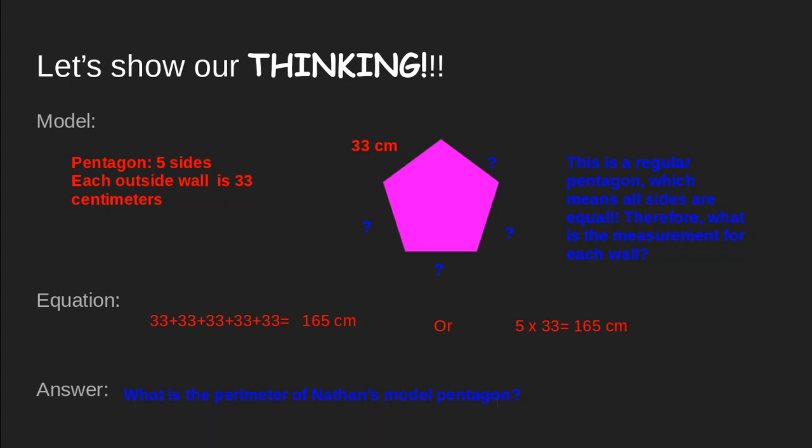So what is the perimeter of Nathan's model pentagon? You're correct. It is 165 centimeters. Yay. If you did well, then you're ready to move on to practice time. If you had some mistakes for mission number 2, make sure that before you move on, you go back and look at your work. Did you add wrong? Did you multiply wrong? Did you forget to add a side? So make sure that you go back and analyze your work, especially if you made a mistake. That way, when you move on to practice time, you are careful to not make the same mistake.